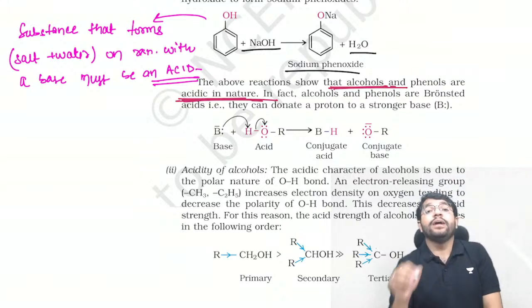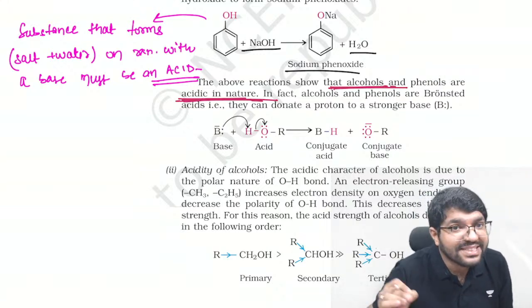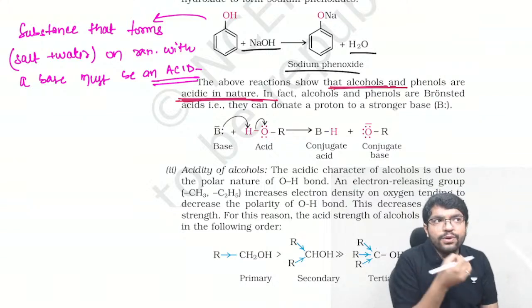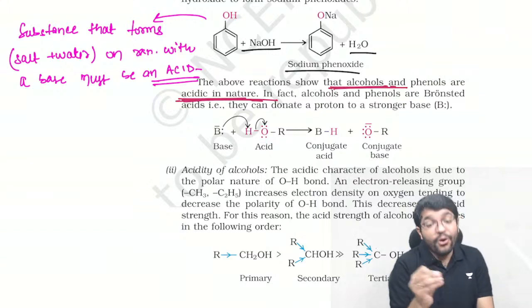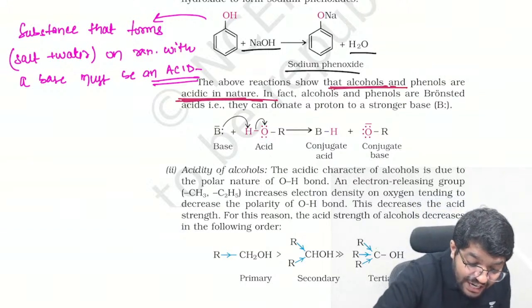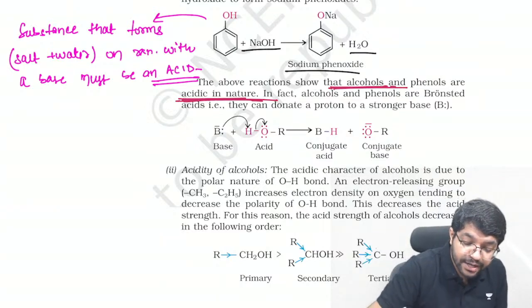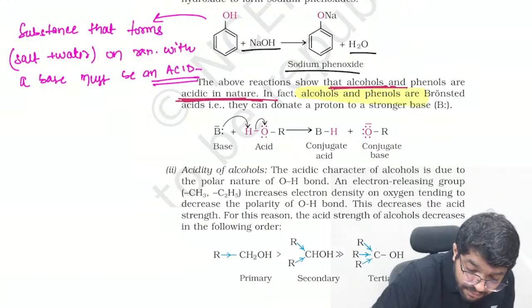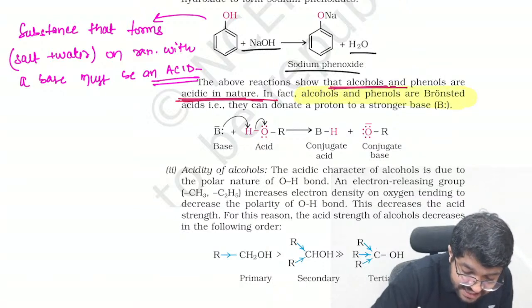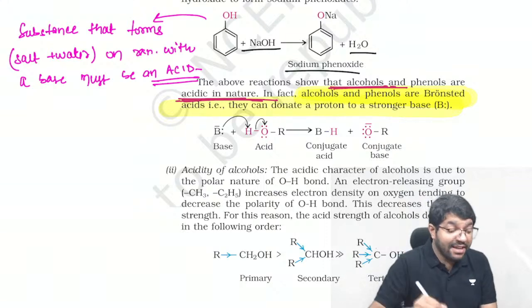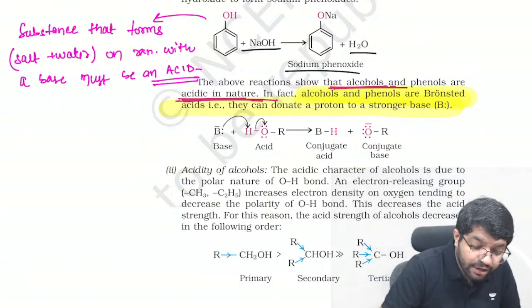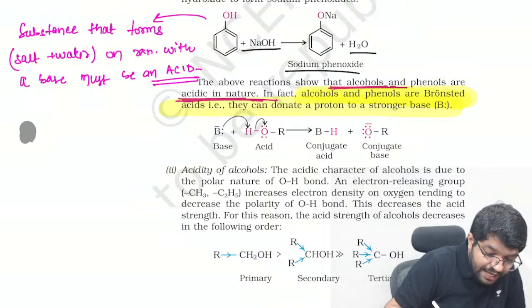Here I'm talking about alcohols being Bronsted acids, and Bronsted acids are those which can give H plus, which can donate a proton. Exceptionally important point: alcohols are Bronsted acids. Very, very important.